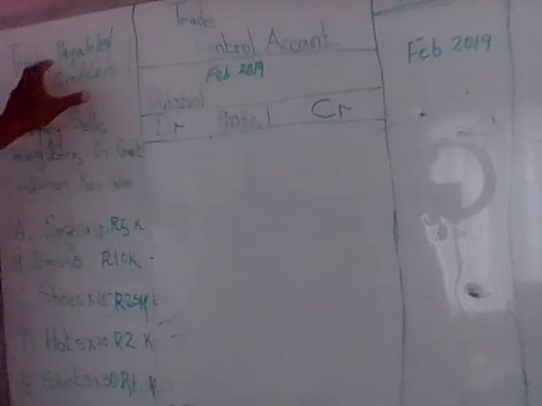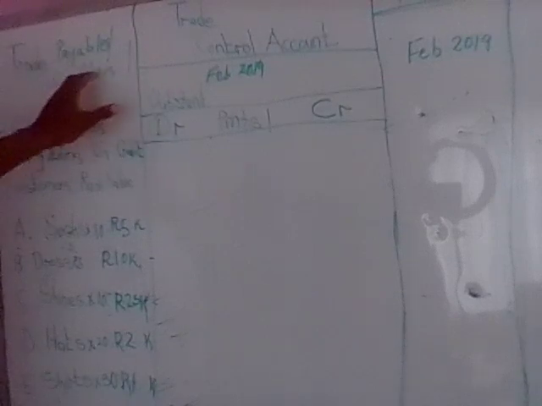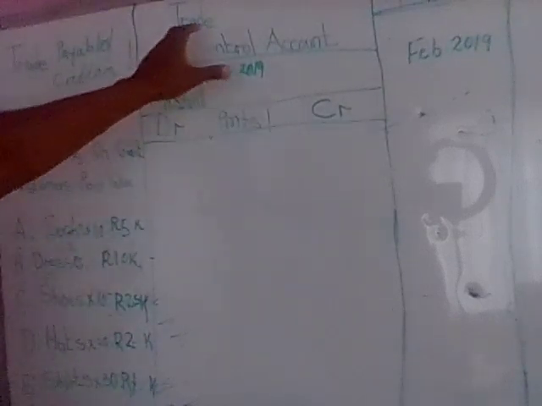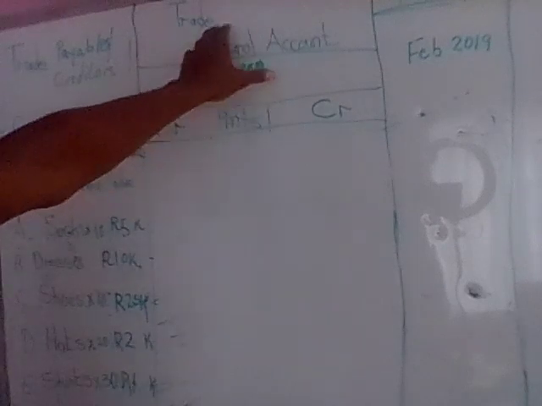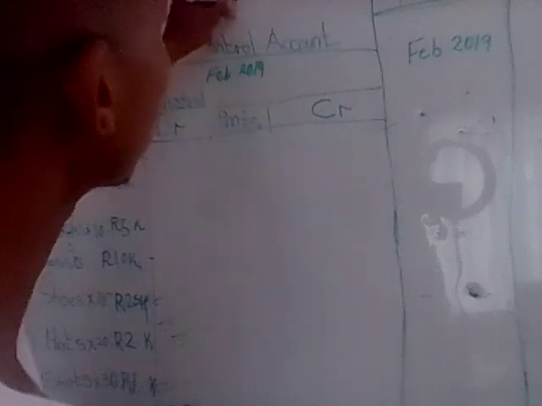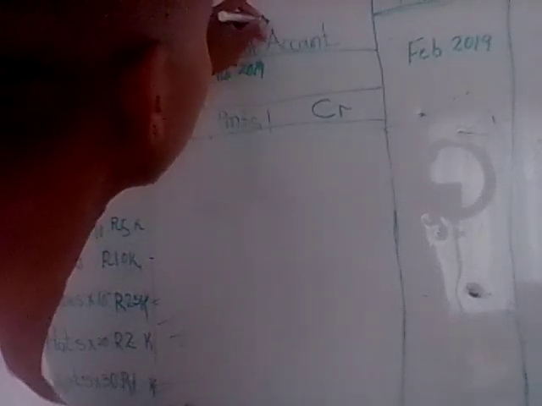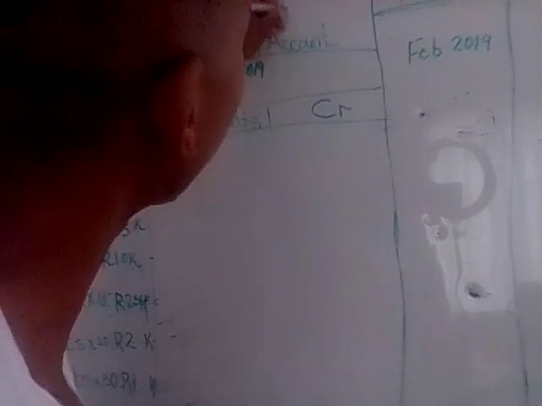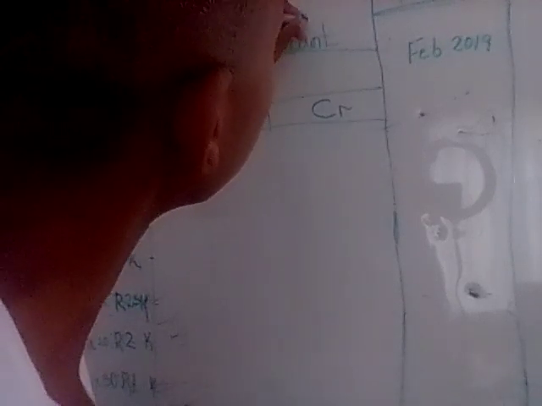So let's move our focus once again to the whiteboard. I made some captions on the whiteboard just to save a bit of time. On this side, I've put down a header of trade payables / creditors, and on this side I've got the trade creditors control account. It can also be called the trade payables control account. It's the same thing essentially.